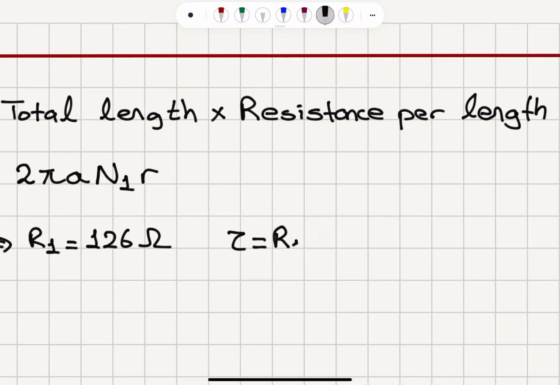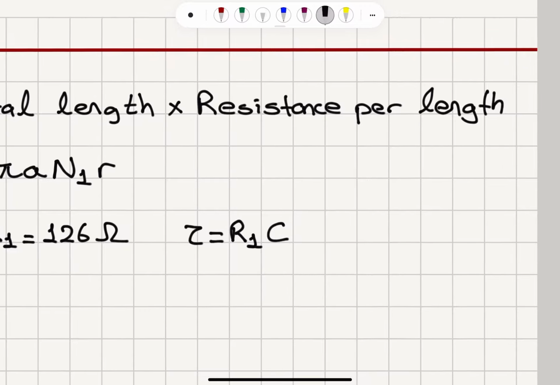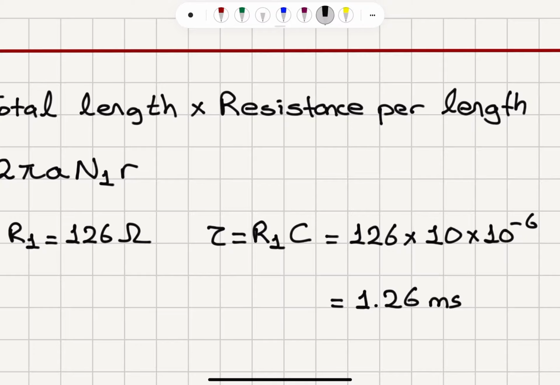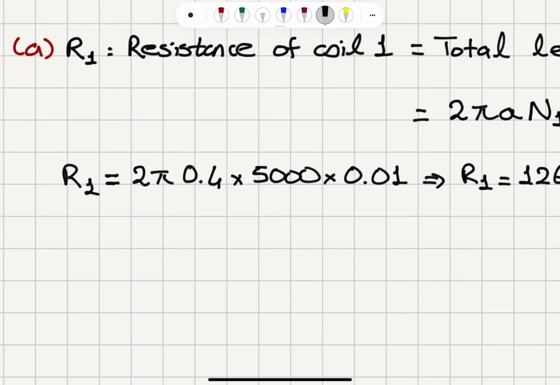And now this also implies that when the switch is closed, the capacitor will discharge with a time constant R1 times C, which is 126 times the capacitance. Capacitance is 10 microfarads, 10 times 10 to minus 6. So this gives us a time constant of 1.26 milliseconds. Okay, so let's note that here.